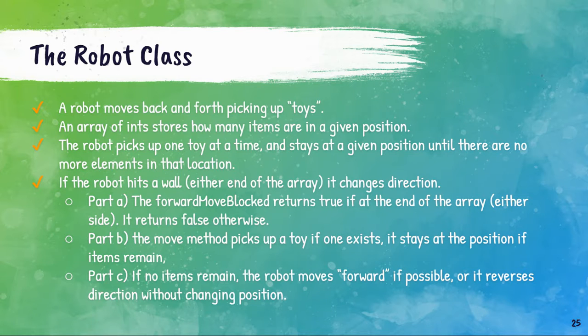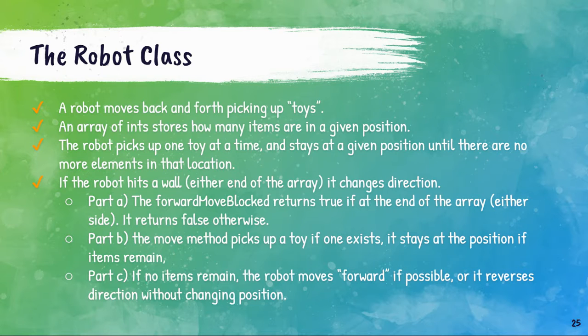A couple things. In part A, we're going to write the forward move blocked method, and that returns true if the robot can't move forward in whatever direction it's pointed in. It returns if it's blocked. So, is it at the beginning facing to the left, or is it at the other end at the max value and it's facing to the right? So that's part A. That's pretty straightforward.